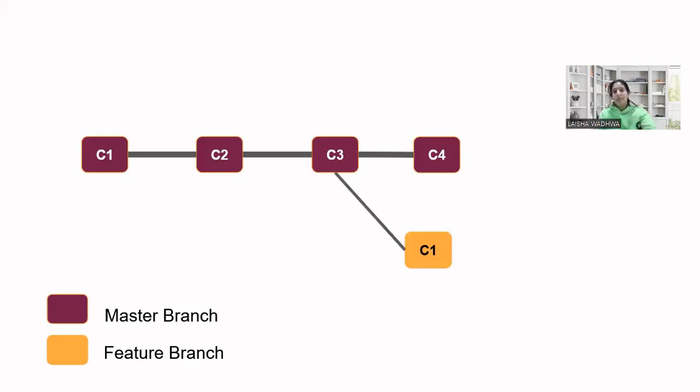Now, when you create this feature branch, at this particular point, your feature branch is going to contain all the commits that are there in the master branch. Let's say you have made commit 1 in your feature branch and commit 2. Now, at this point, your master branch is not aware of the changes that you have made in your feature branch because these are exclusively part of your feature branch.